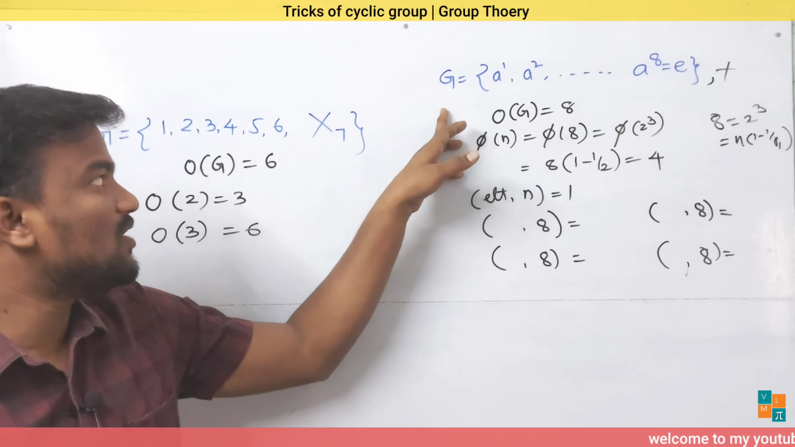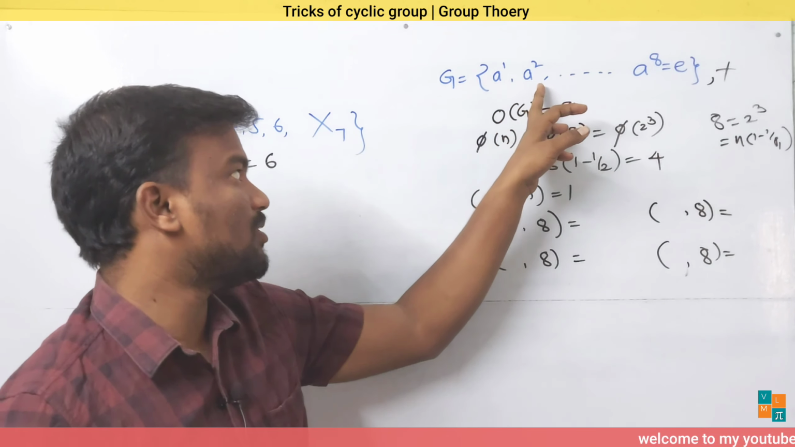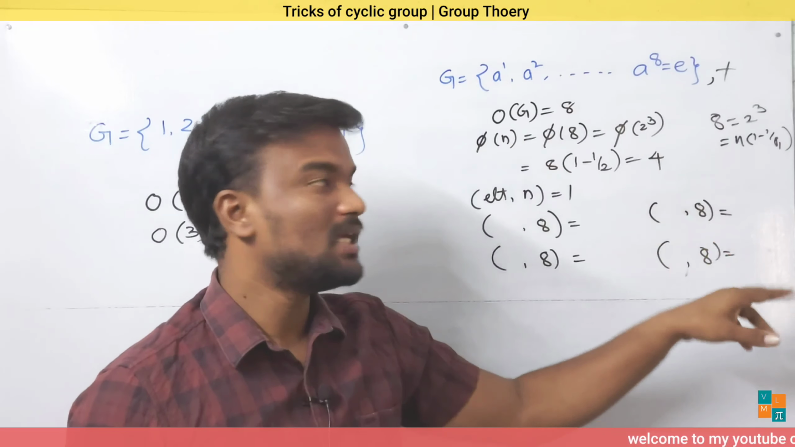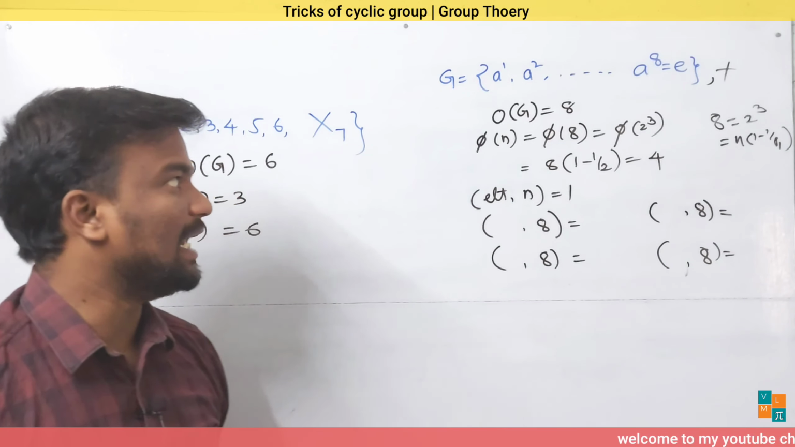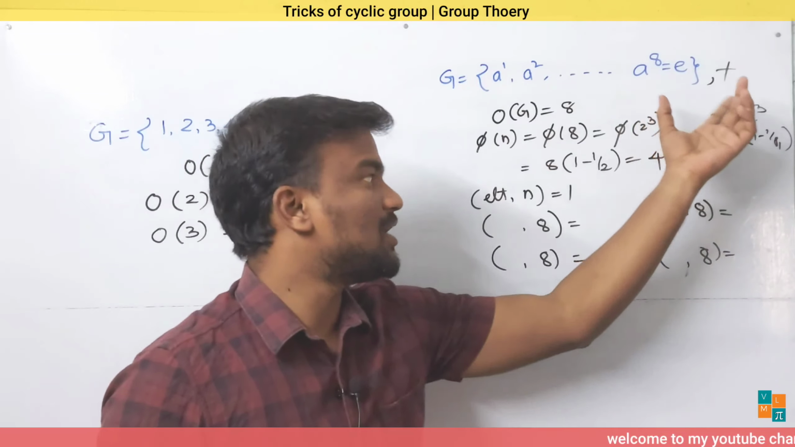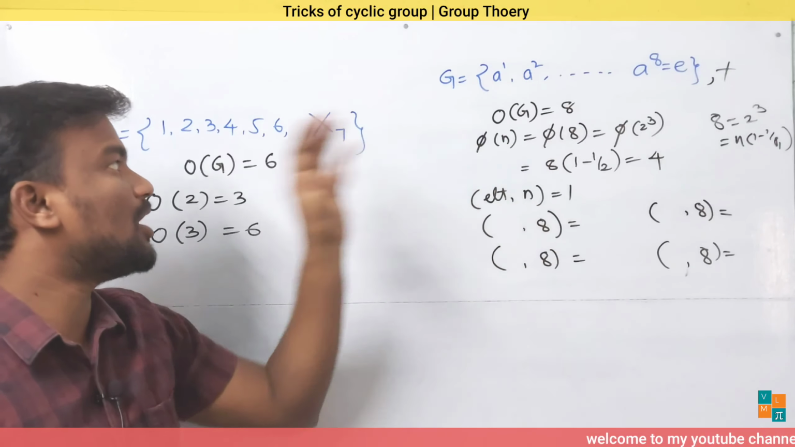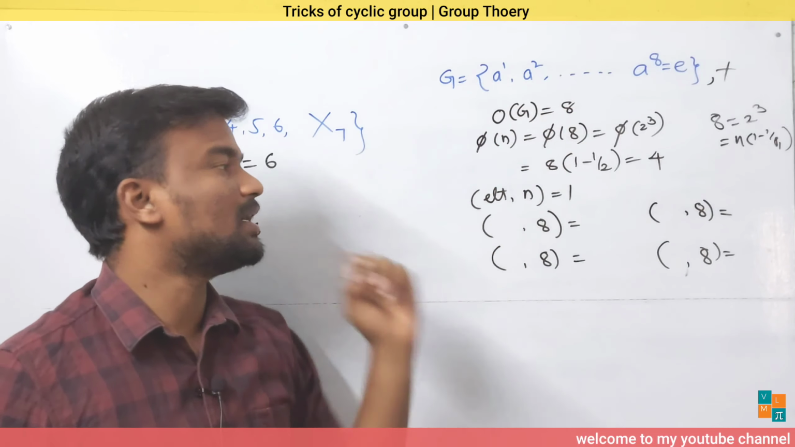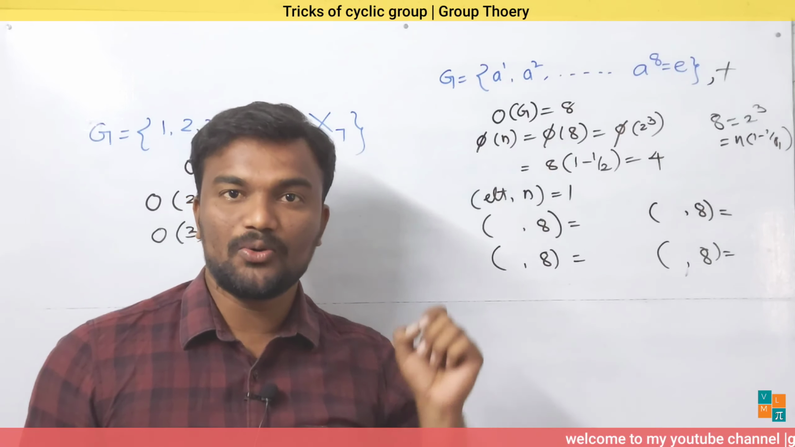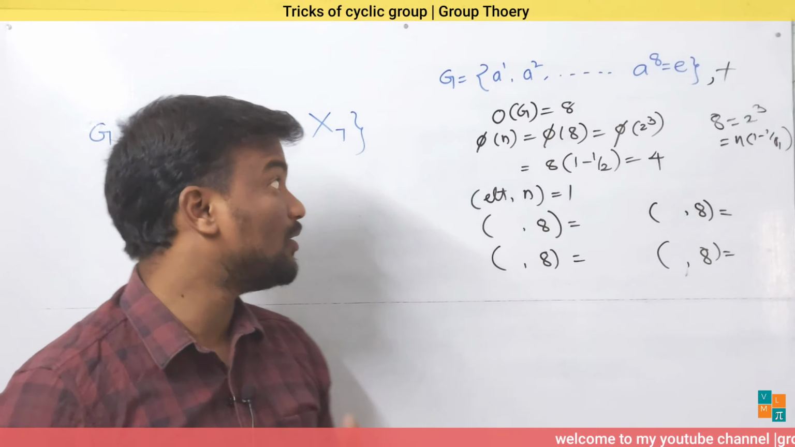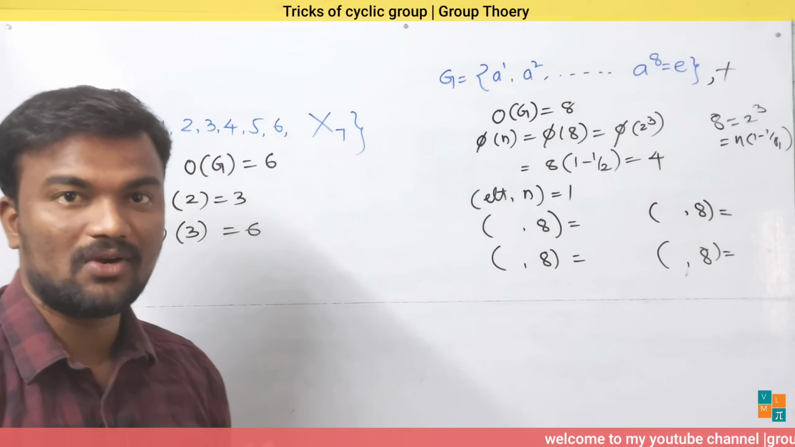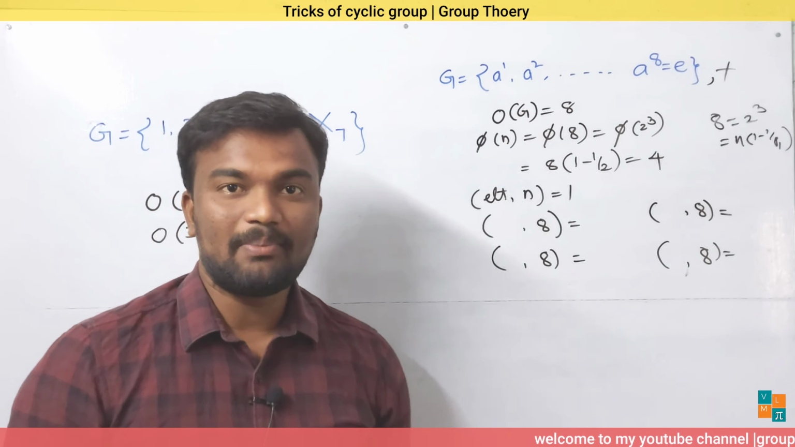What is given? G equals a to the power of 1, a to the power of 2, and so on up to a to the power of 8, which equals the identity element e, and the binary operation is placed. Group G contains 8 elements, so the order of the group is equal to 8. Here, how many elements are in group G? 8 elements, so the order of the group is 8. Here a binary operation is placed.